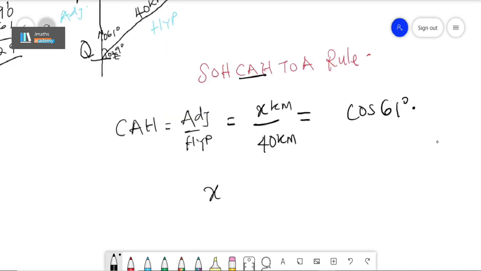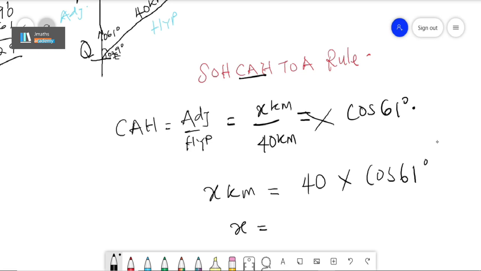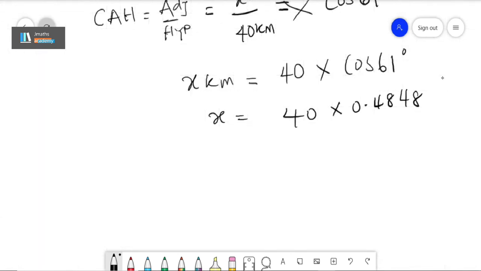To find x, we simply cross multiply. x kilometers is equal to 40 multiplied by cos 61 degrees. So we have x equal to 40 multiplied by 0.4848. So x is equal to 19.392 kilometers. We were asked to give the answer to one decimal place.